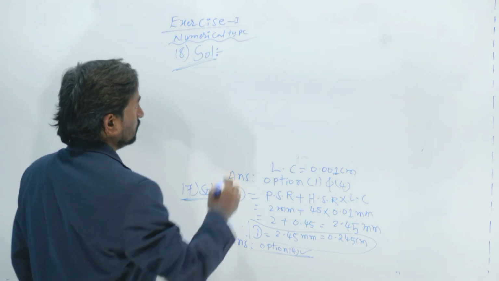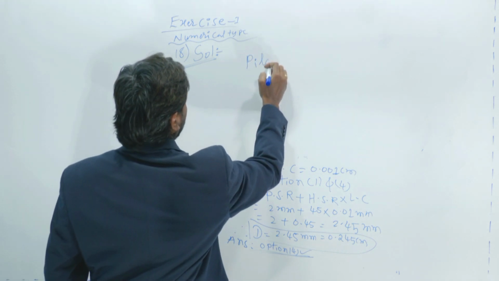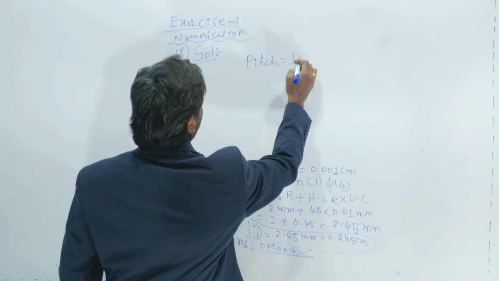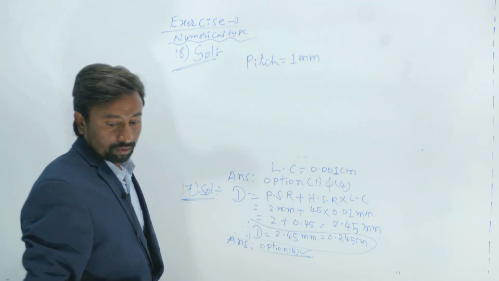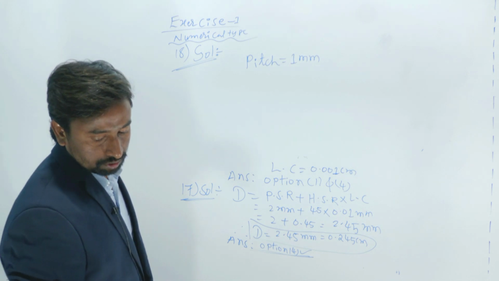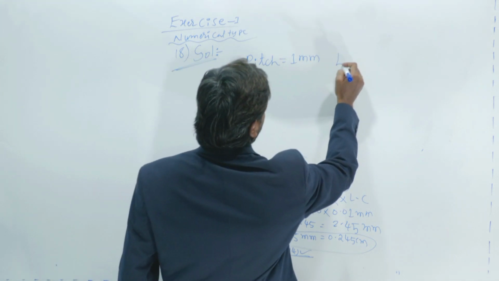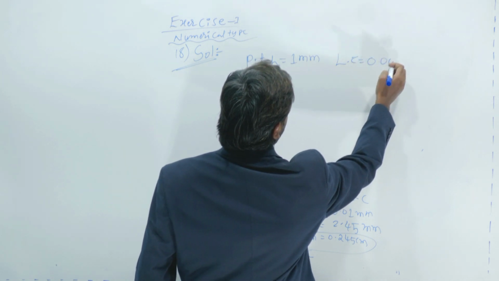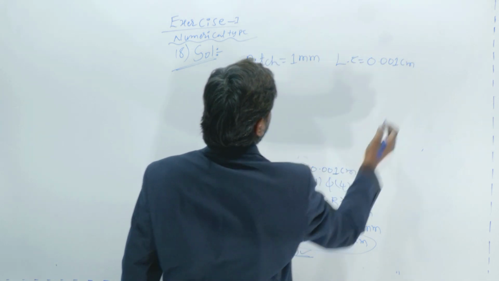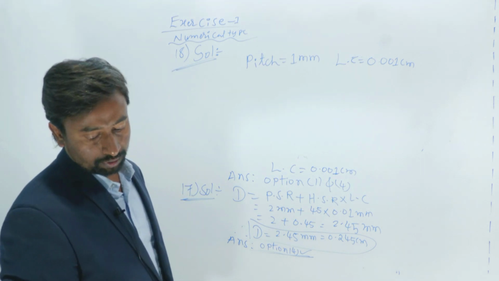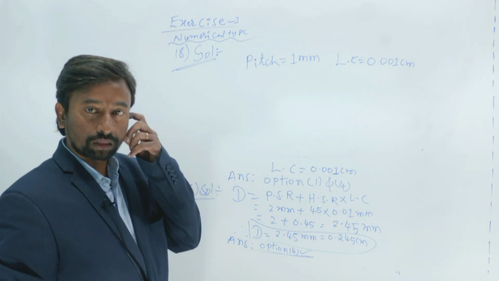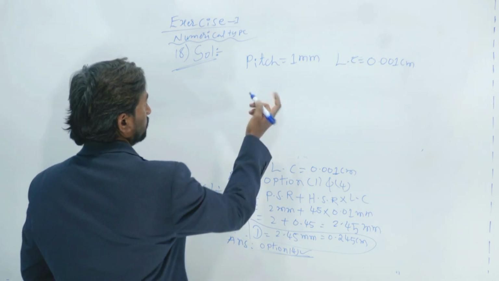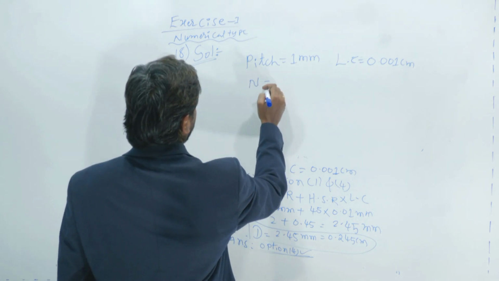The pitch of the screw gauge is 1 mm, and the least count is given here 0.001 centimeters. So least count is equal to 0.001 centimeters. Then they are asking the number of divisions marked on the thimble. So number of divisions n is equal to how much there.